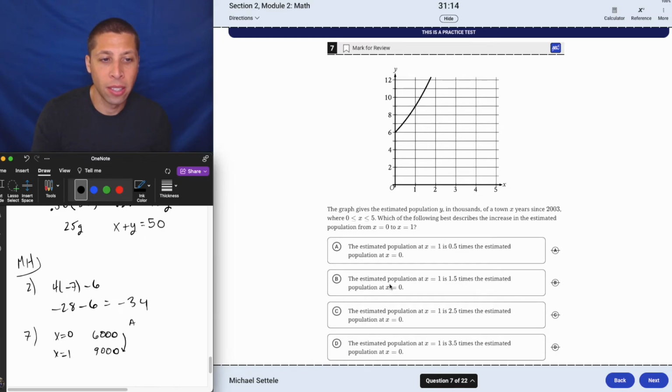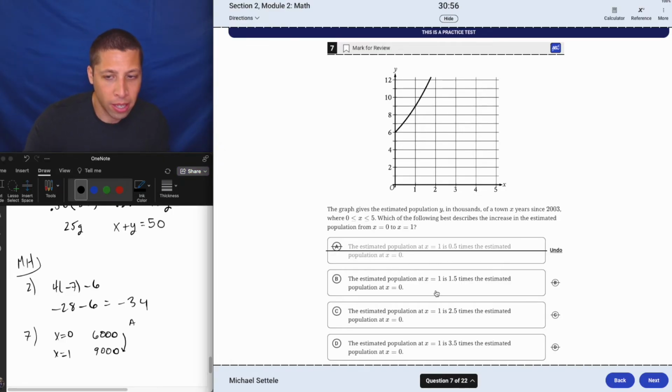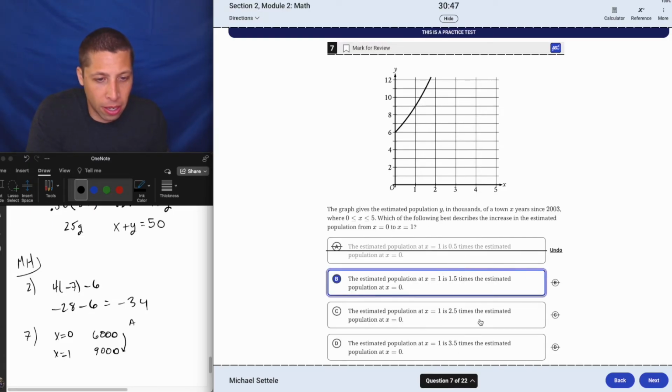So that's the increase, but that's not how the question is phrased. It's saying the population is 9,000. The population at X equals 1 is 0.5 times 6,000, but it's not. So it's going to be B, because 6,000 times 1.5 is 9,000. I get what they're doing here, and it's not going to be the other two because I've already proven it. That's sneaky, but it's not hard. It's still good for number 7 to be kind of easy, but I think people are going to pick A here. All right, let's just move on.